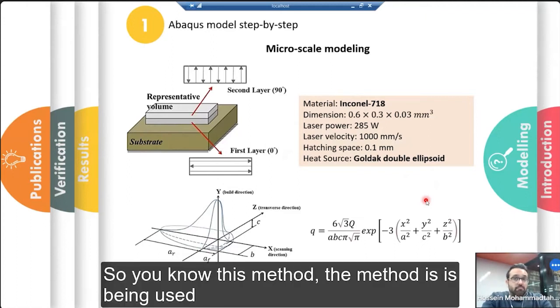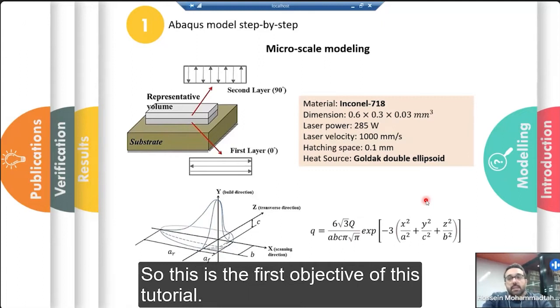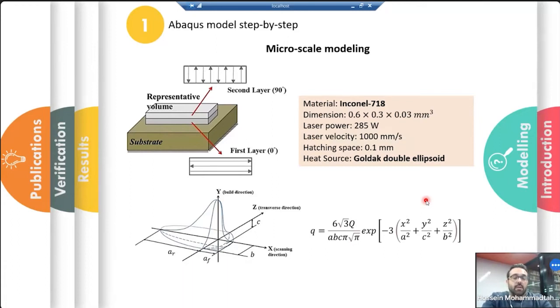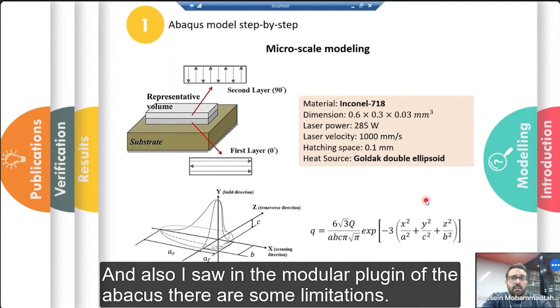So, you know, this method, the inherent strain method, is being used widely in different commercial software, but the underlying algorithms are not clear. So this is the first objective of this tutorial, to find out the way of definition for the inherent strain values. And also, I saw in the AM Modeler plugin of Abaqus, there are some limitations.